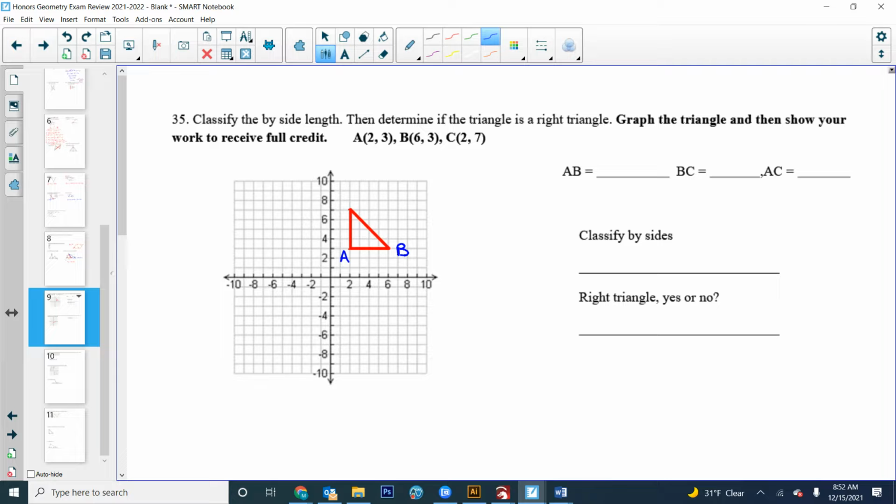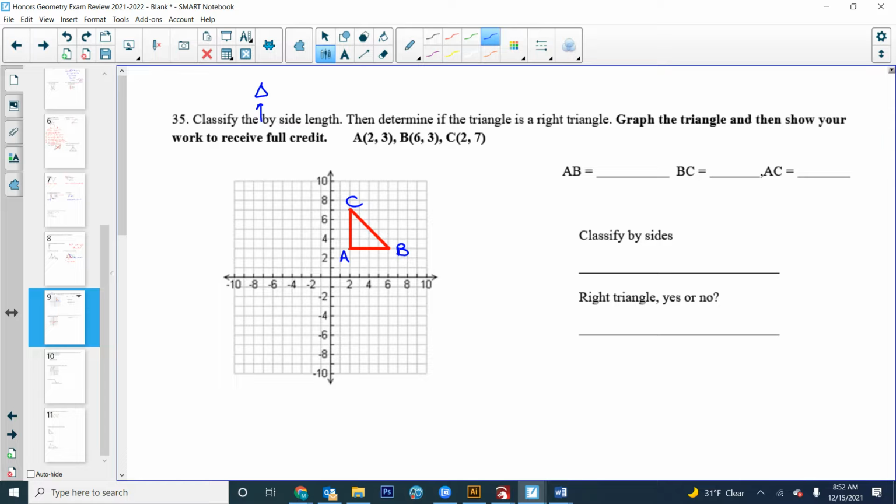B and C. All right, let's read the directions. Classify the triangle by side length. Then determine if the triangle is a right triangle. All right, so there are 2 steps to this problem, okay? And I might not be this nice on the actual exam.